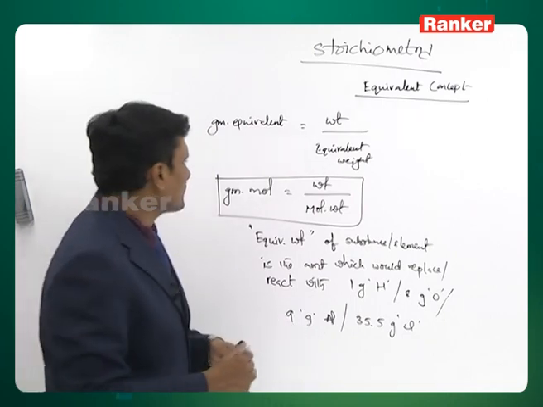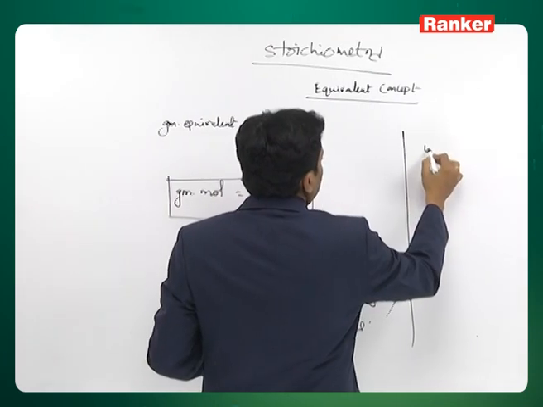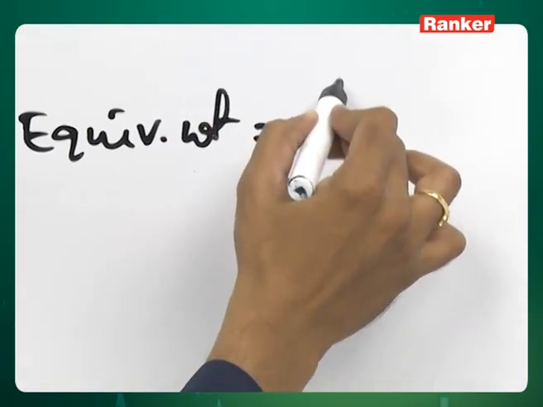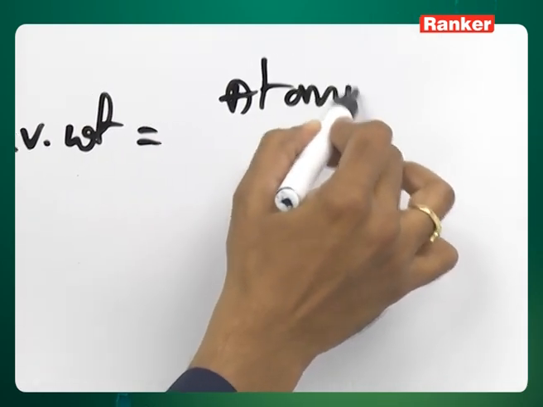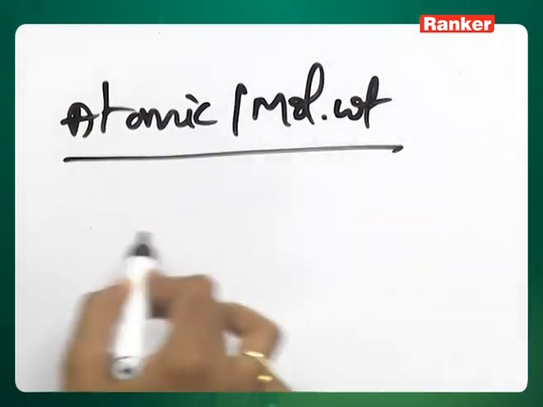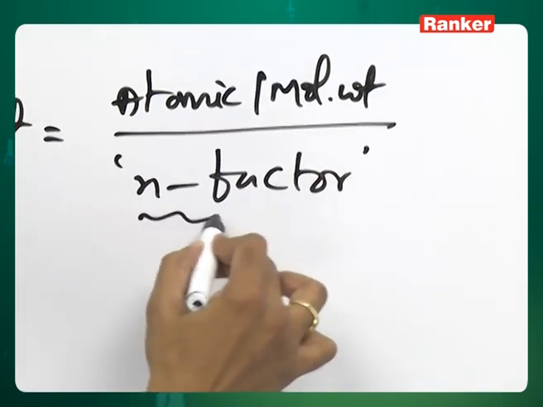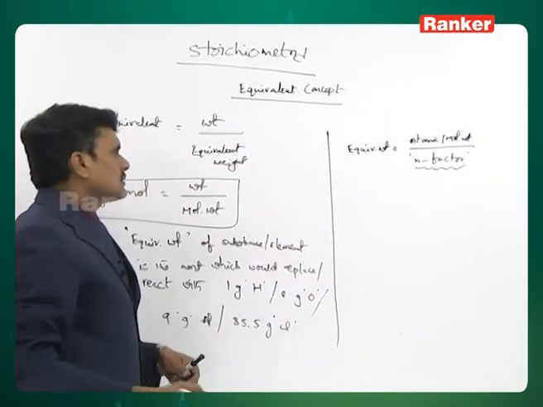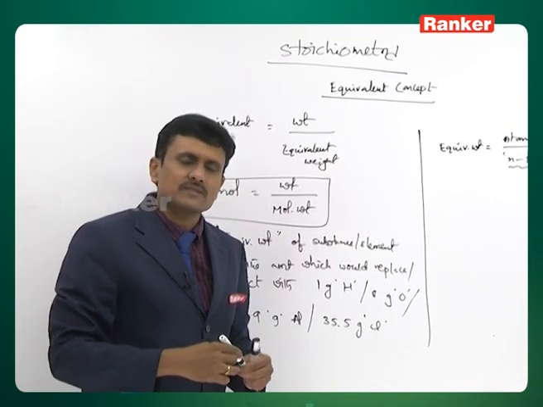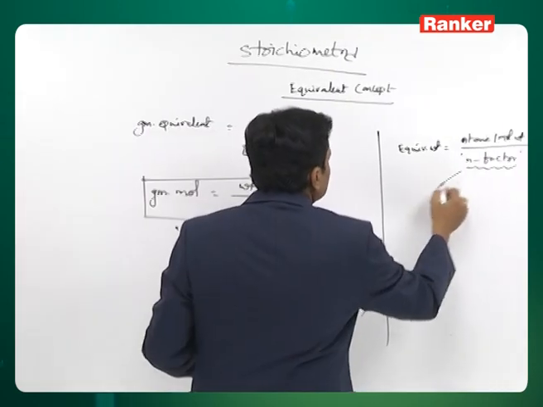So, to get the clarity further, we will write the equivalent weight in terms of the atomic weight or molecular weight upon a term to be introduced known as n factor. So, in order to understand the equivalent concept, we have to get the detailed information about the n factor. Now, one has to learn that n factor is not a constant.